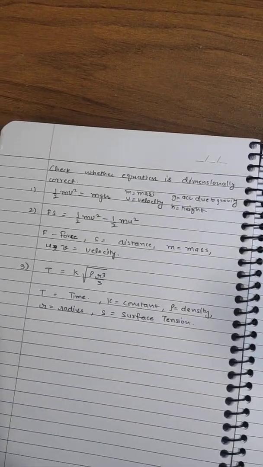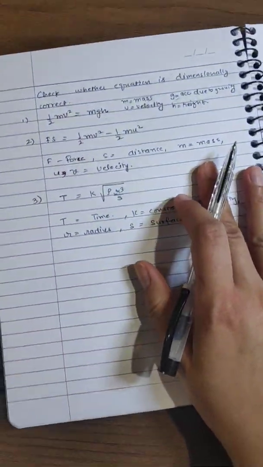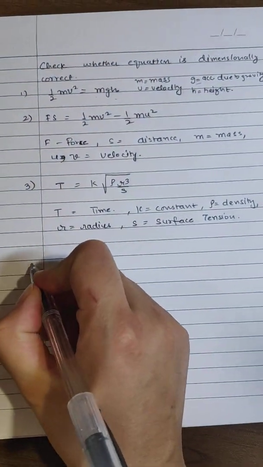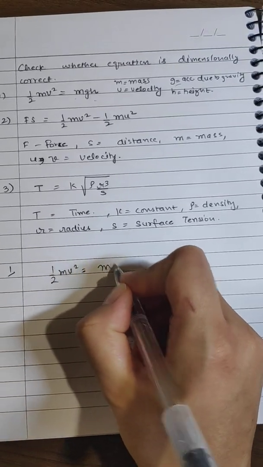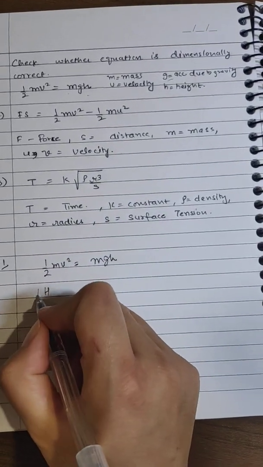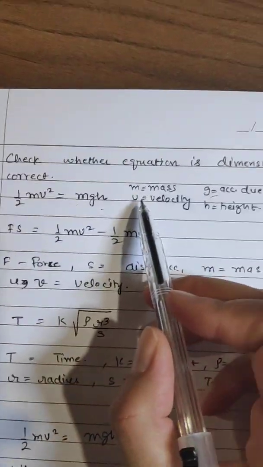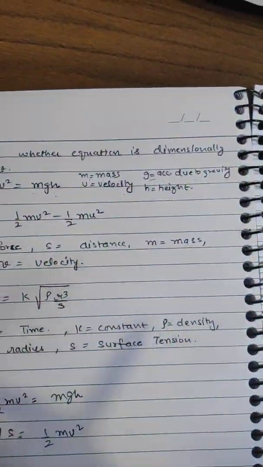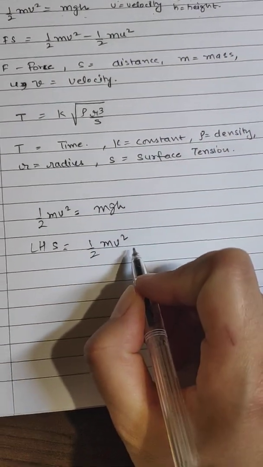So the first example is 1 by 2 mv square is equal to mgh. On the left hand side we have half m v square. Here it is already given, m is mass, g is acceleration due to gravity, v is velocity, and h is height. So we have to solve the left hand side first.